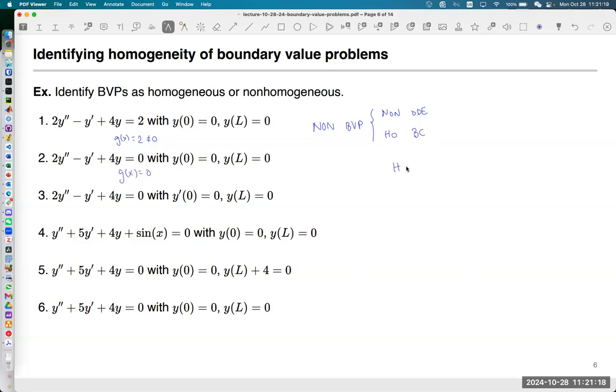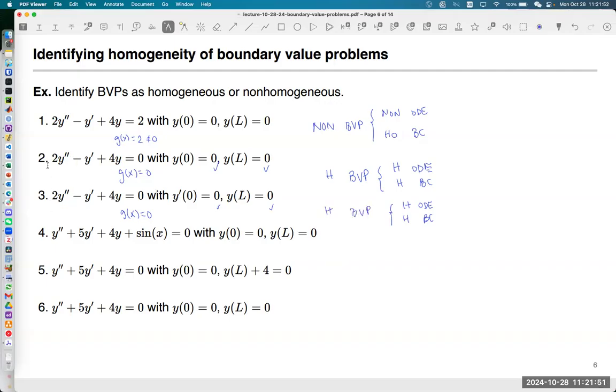So the second problem, g of x is equal to 0, so we have a homogeneous ODE. And for the boundary conditions, we have equal to 0, equal to 0. So this is also a homogeneous boundary condition. Because they're all homogeneous, we have a homogeneous boundary value problem. The third one, we have g of x is equal to 0. So homogeneous ODE. For the boundary conditions, it's equal to 0, equal to 0, so homogeneous. So we have a homogeneous BVP.